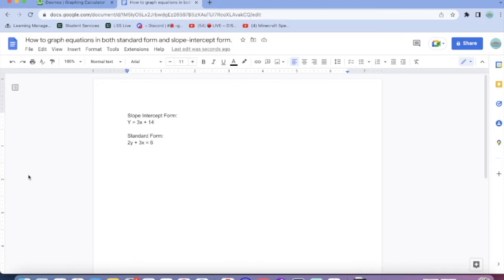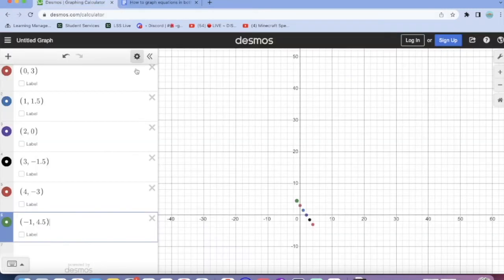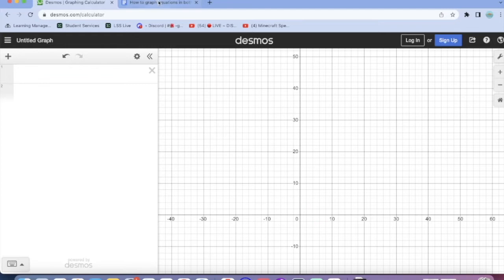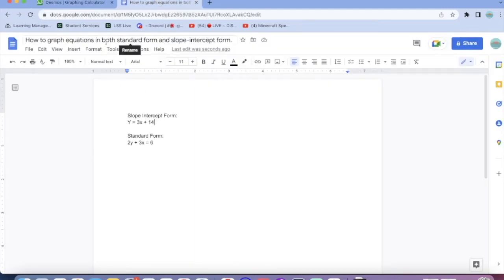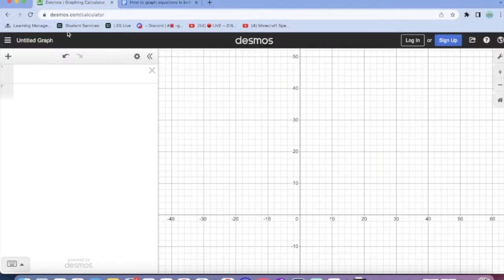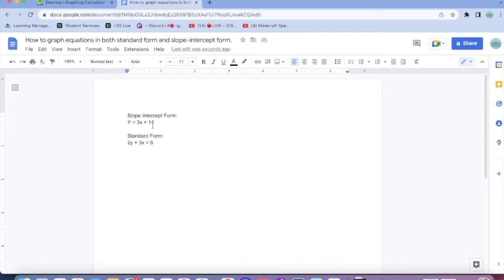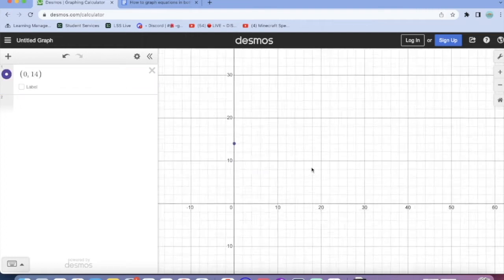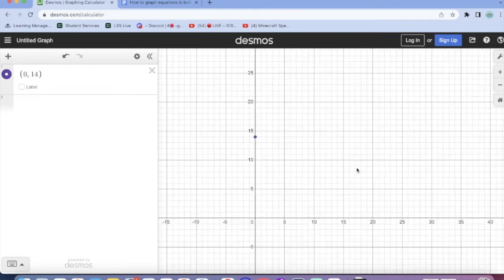Here's how I'm going to explain how to graph equations in both slope-intercept form and standard form. Alright, so for slope-intercept form, the first thing we have to do is find the y-intercept. So what y value are we at when x equals 0? We have that here, which is positive 14. So here, let's get that in there. So that is our y-intercept.